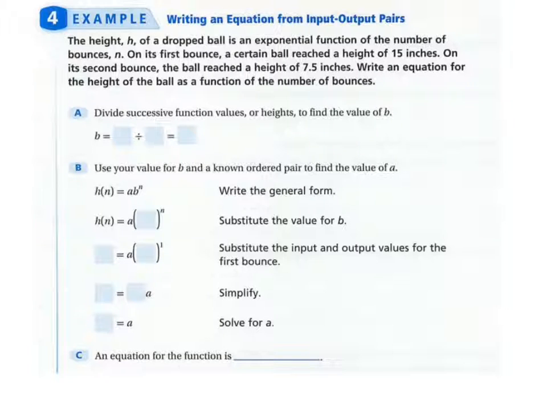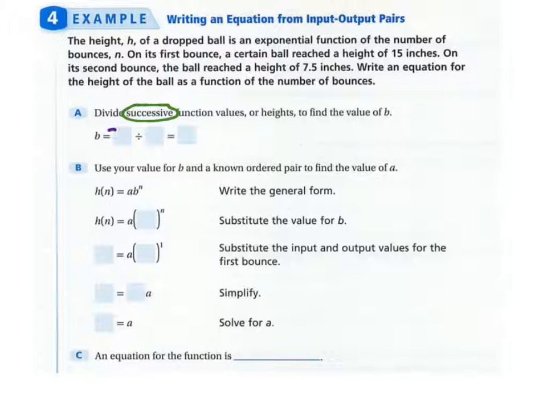All right, example 2, we're going to write an equation from an input-output pair, or from a pair of pairs, actually. We dropped a ball, and on its first bounce, after it hit the ground once, it reached a height of 15 inches. On the second bounce, it reached a height of 7.5 inches, and we're going to write an equation. To figure this out, we're going to divide the successive values. In fancy terms, we're going to divide the height of the second bounce by the height of the first bounce.